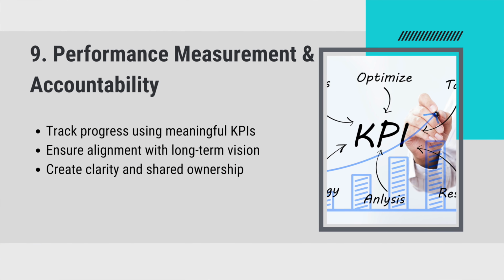The ninth component of strategic leadership is performance management and accountability. This is the discipline of tracking progress, evaluating impact, and ensuring every action moves the organization toward the long-term vision. Strategic vision becomes reality only when progress is measured consistently and transparently. Because without clear metrics, the team cannot know: are they moving in the right direction?